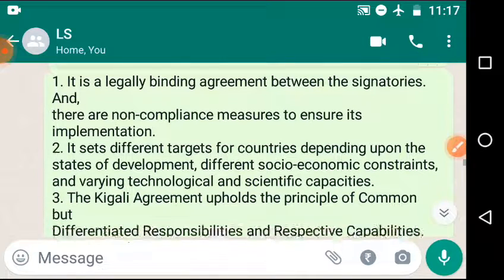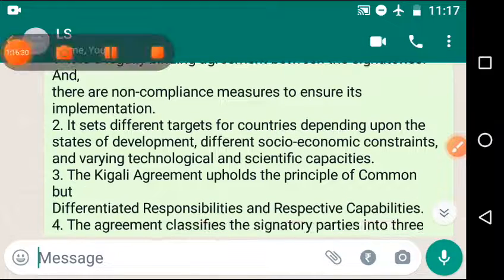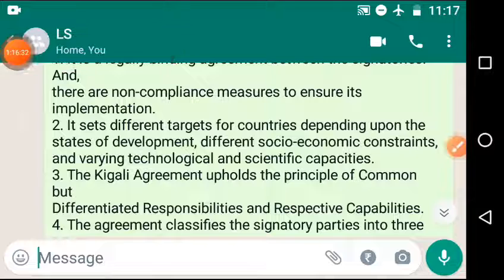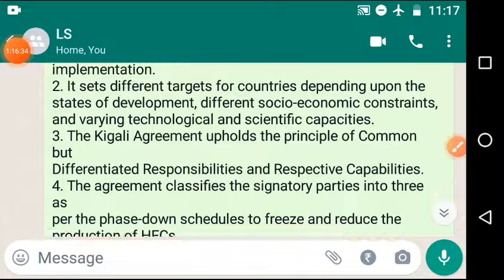So that's all that I have discussed with you. Just go through these points one by one, and I hope you are able to understand what I have discussed with you today.